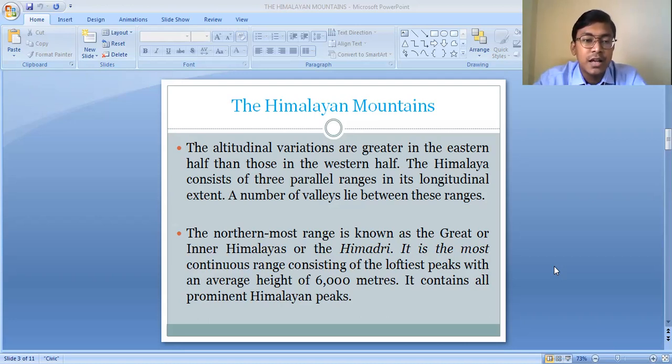Glaciers like the Siachen Glacier is one of the important glaciers of the world. Okay, the next one.